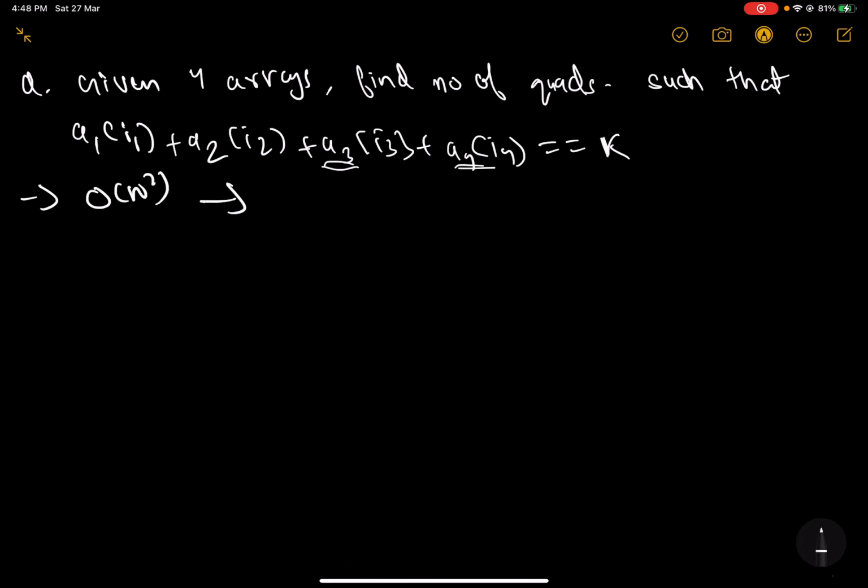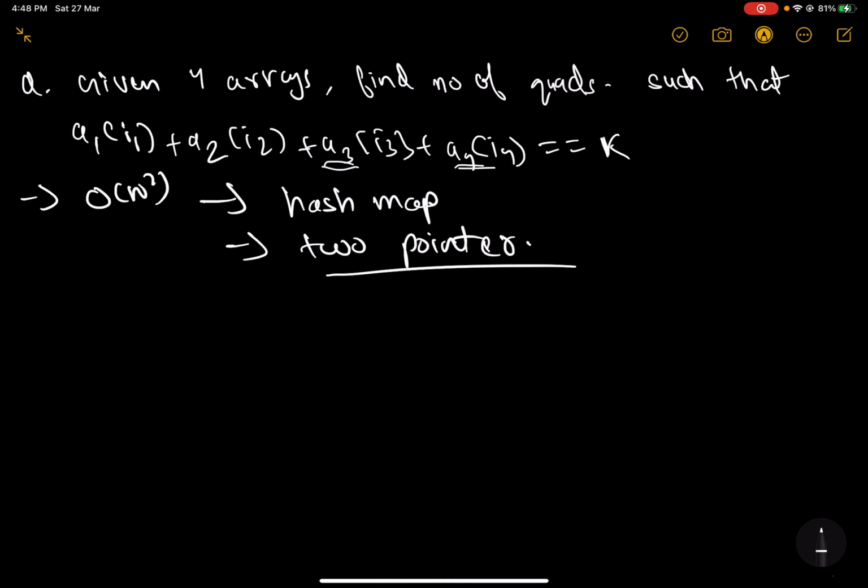So the prerequisites for this are that you need to understand hash map, and you also need to be thorough with the two pointer techniques and these kind of things. It's not really that important to understand two pointers, but it will be a cherry on top of the topping. Two pointer technique.